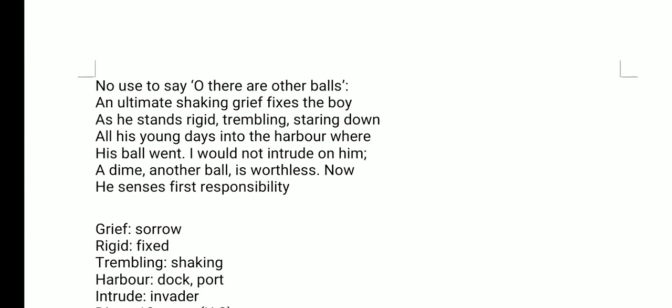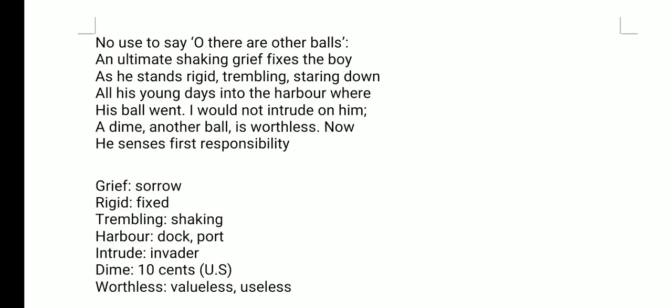No use to say, oh, there are other balls. An ultimate shaking grief fixes the boy, as he stands rigid, trembling, staring down, all his young days in the harbor where his ball went. I would not intrude on him. A dime, another ball is worthless. Now he senses his first responsibility. I will give the explanation in the next part.